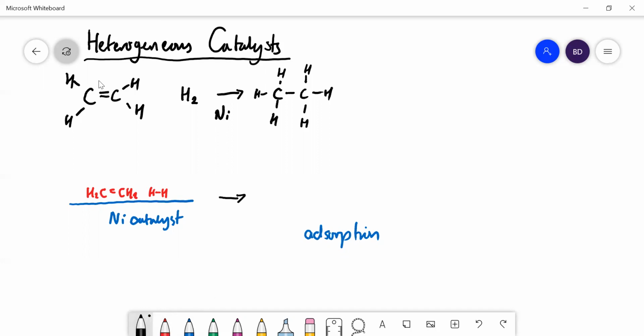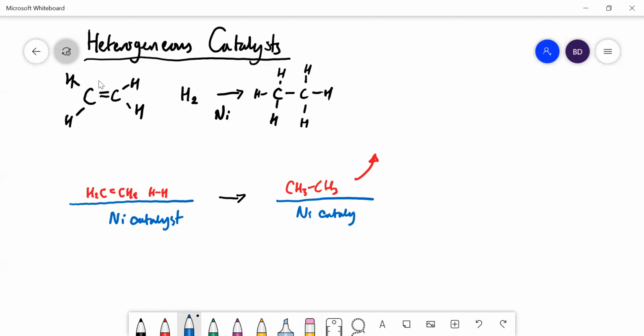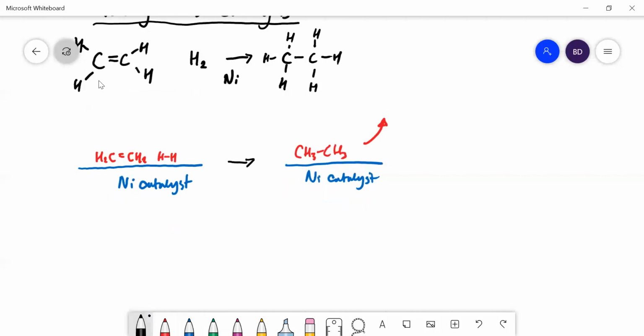And then what happens is you form ethane, and then the molecules desorb from the surface, and the ethane will fly off, leaving the surface of the nickel catalyst free to catalyze more reactions. So that is how a lot of heterogeneous catalysts work.